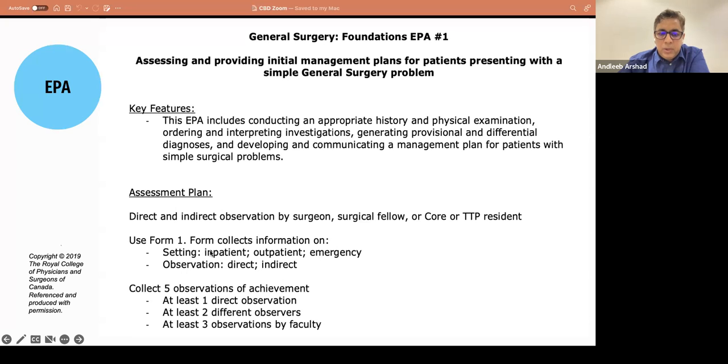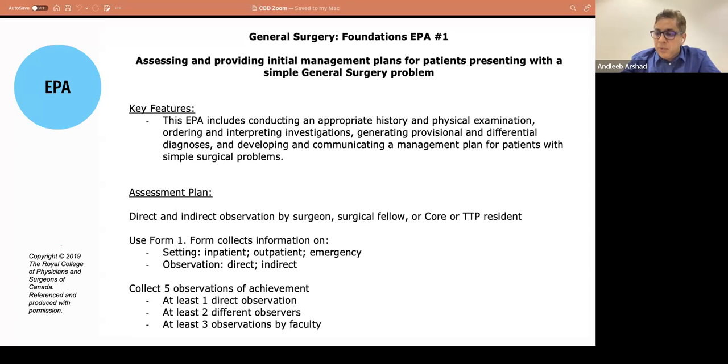And what kind of an observation could you do? You can do a direct observation, but you can even do an indirect observation also, right? Then it would tell you how many observations of achievement are needed. And then it tells you that 5 observations of achievement are needed. So if somebody has done 5 observations and those 5 observations are achieved, right? So there is a scale which tells you that, okay, this score means they have achieved this EPA, then they have covered the EPA, right?